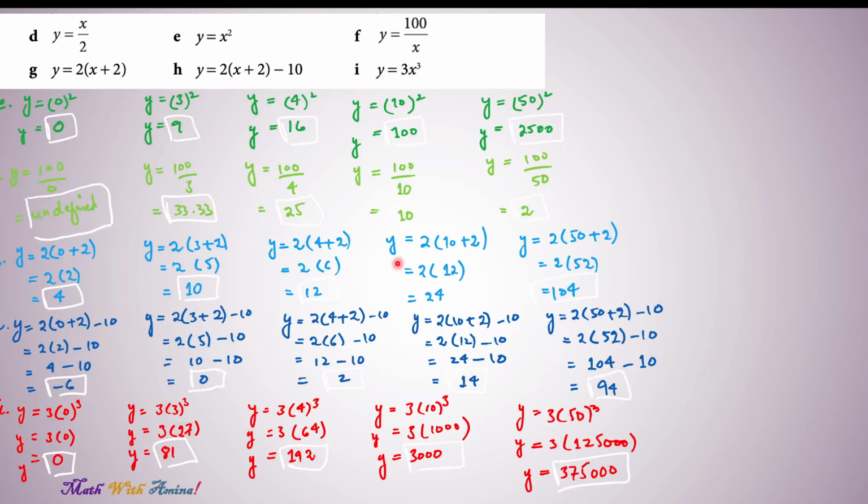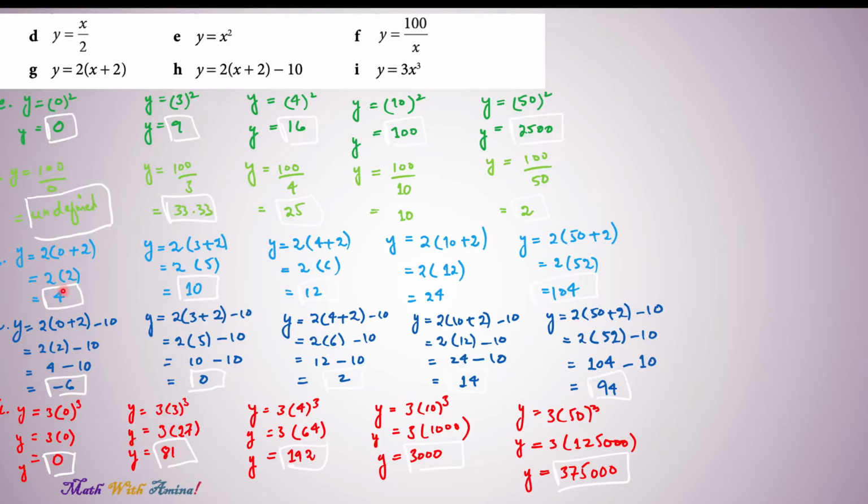x with its value. Then we will solve the brackets first, as in here you can see 2 into 0 plus 2, so it would be 2. 3 plus 2, 5. 4 plus 2, 6. 10 plus 2, 12. 50 plus 2, 52. And then once the bracket is solved, then we will do the multiplication.